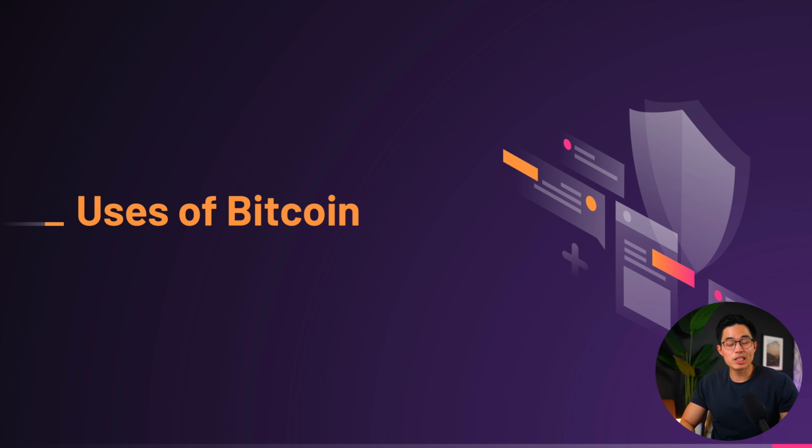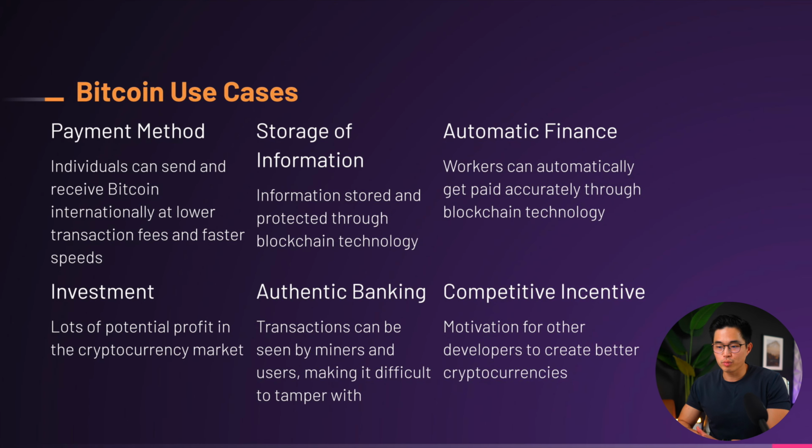Now let's go over the use cases of Bitcoin and how we can use them as a form of currency for efficiency and safety. So for one, we can use Bitcoin as a payment method, meaning people could send and receive Bitcoin internationally at lower transaction fees, no conversion costs, and faster speeds through the digital network.